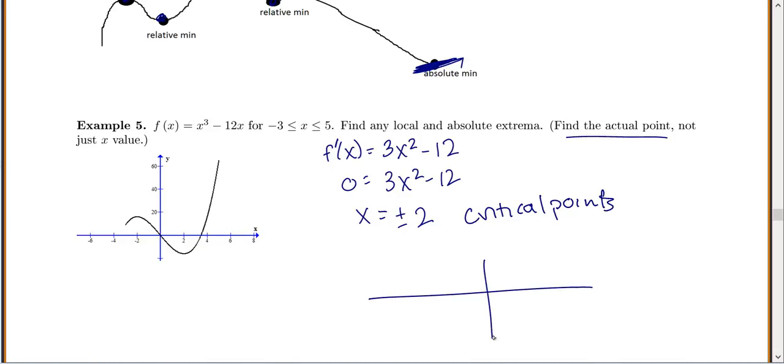So you draw your number line. Here's my 2. Let's plug in a 0. You can pick any number you want. Let's do 4.